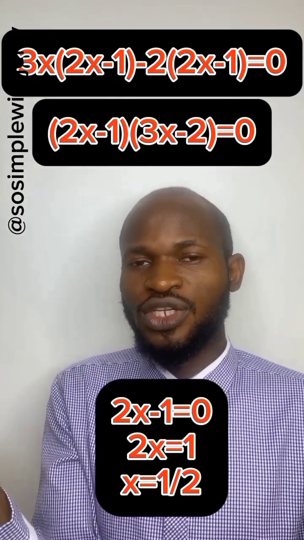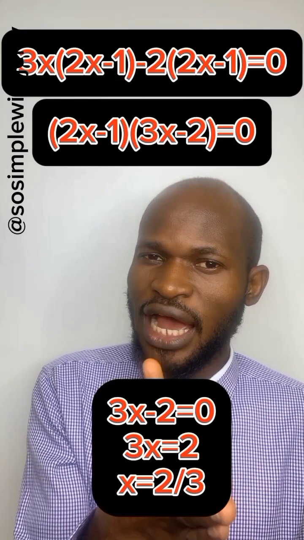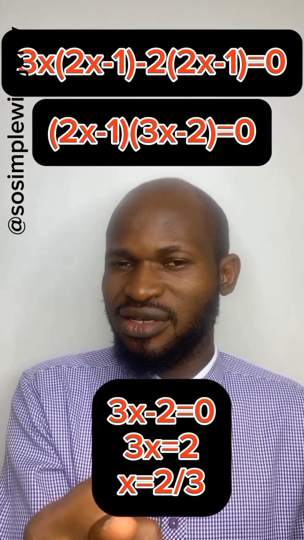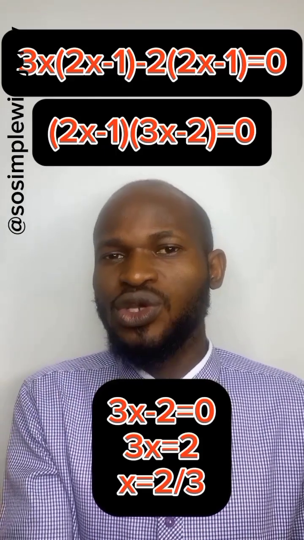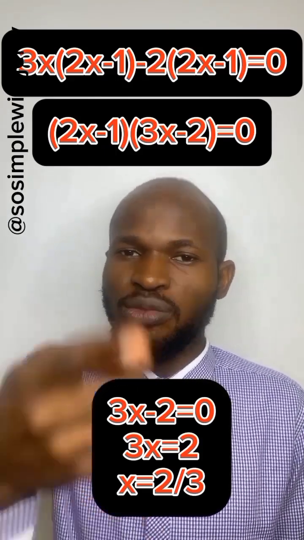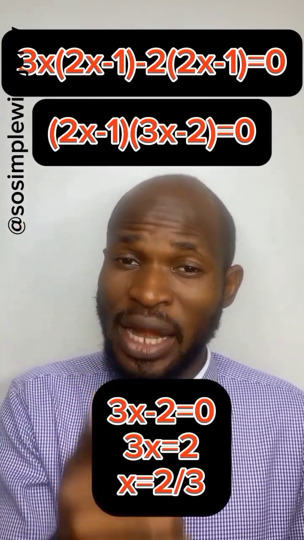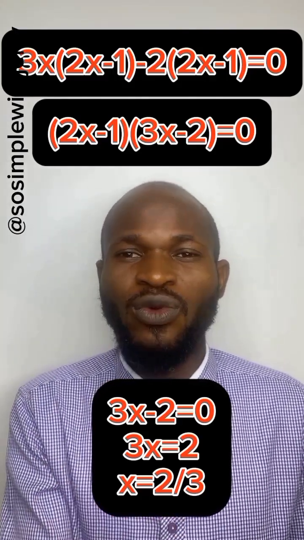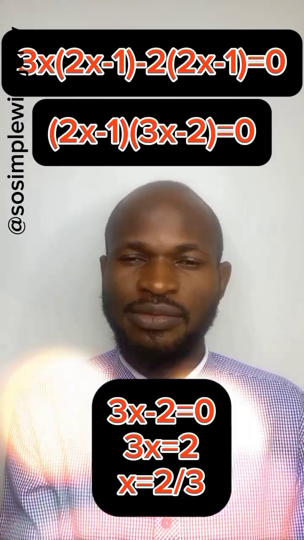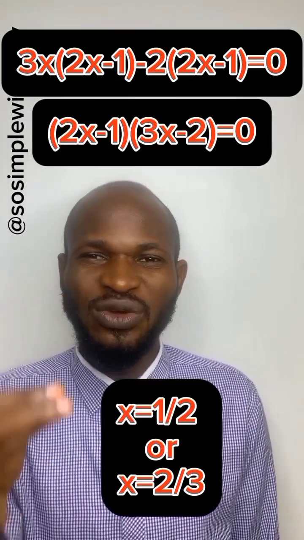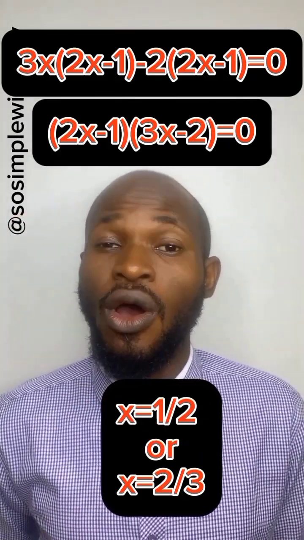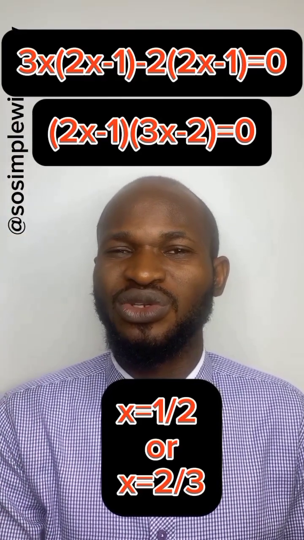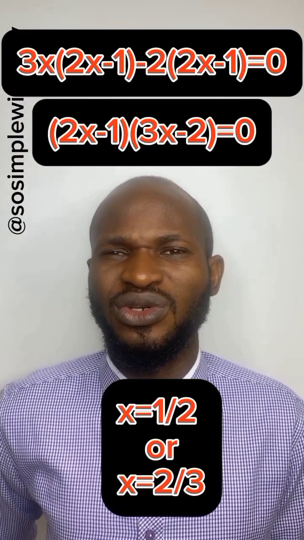Or, let's go to the other equation. The other equation we had what? We had 3x minus 2 is equal to 0. So now let's break that down. So from 3x minus 2 is equal to 0, we're now going to be having 3x is equal to 2. And then x will now be what? 2 over 3. Simple. That's how you solve a quadratic equation using factorization method. We broke down this quadratic equation using factorization method.